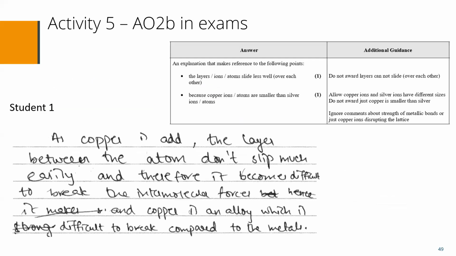Okay, so there's your first question. Again, I've left the mark scheme up on the screen, so you can use it to work out where you think marks can be awarded there. So you're looking for layers or atoms or ions slide less well over each other, and you're looking for copper atoms or ions are smaller or have different sizes.